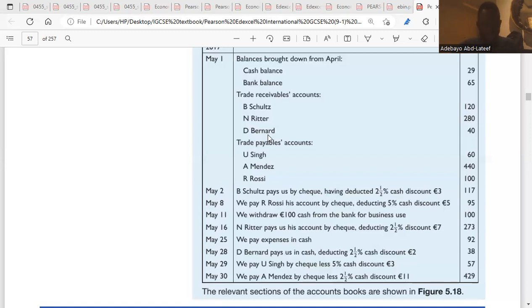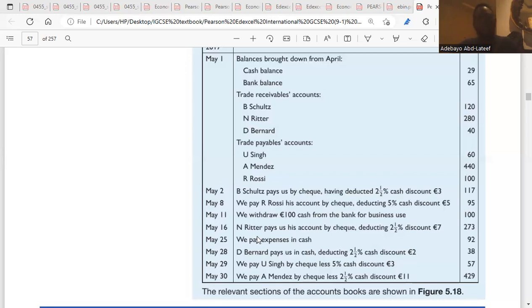discounts we allow. But note that we made the payment, they said on May 25. Please look at it. On May 25, we pay expenses in cash. So it's going to be on the nominal ledger expense account. So our expense account, we have a cash balance of 92 euros on the debit side, because the expense account received cash of 92 euros based on what we bought. I think that is clear.